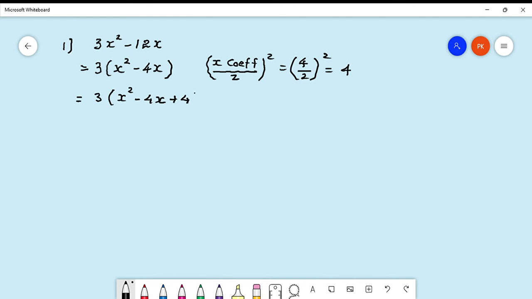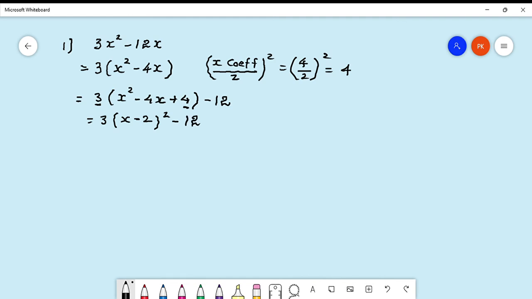But here be careful. Many times students make the mistake of just subtracting 4 outside. But no, you are adding 4 inside the bracket. There is 3 outside the bracket. So effectively you have added 3 4s are 12. So you will subtract 12, not 4. Okay. So this has become the complete square of what? x, 4 means 2 here, and the sign of the middle term. So x minus 2 the whole square minus 12.